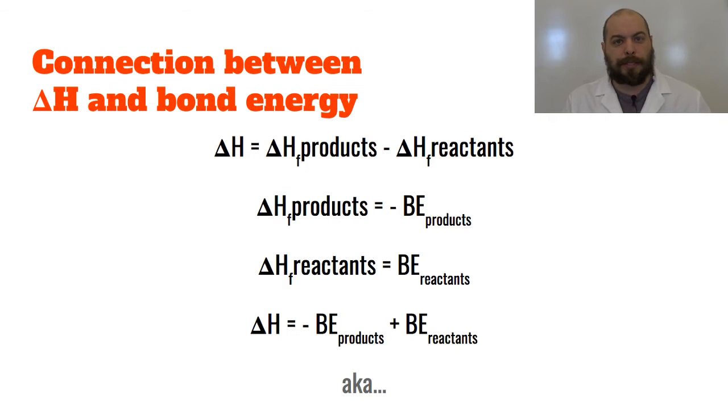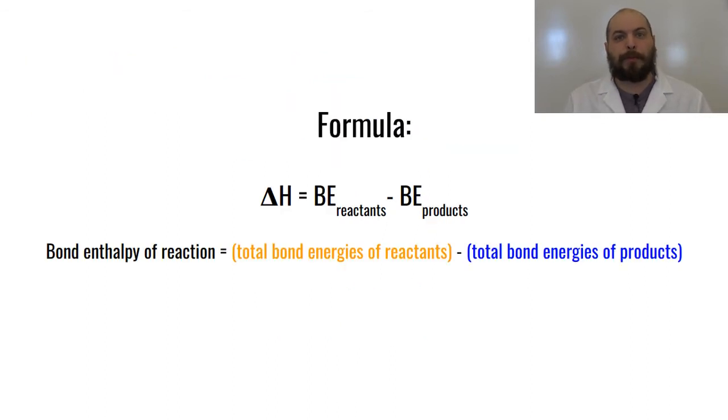So if I look at this as a concept, as a skill, now I need to replace that with what we've just found. So the delta H of my products is going to be negative the bond energy of my products. The delta H of my reactants is going to be positive bond energy of my reactants. So when I actually do the math, what I find is that the delta H of my reaction is bond energy of my reactants minus bond energy of my products. However, the concept here is the same.